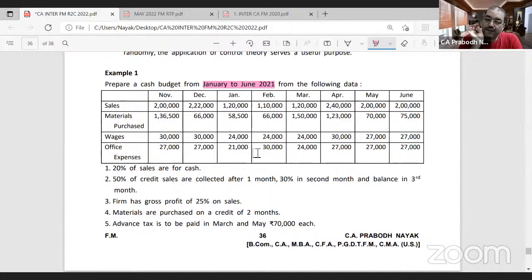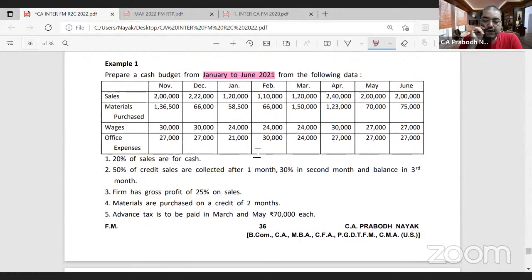Okay, so if the sales are taking place where the credit period is 3 months, then for November sales I will get the amount in Jan. So that is going to affect my calculations. The data are given for sales, material purchase, wages, and office expenses. 20% of the sales are for cash. So whenever you are solving collection from debtors, remember that 20% of the sales are for cash. So your credit sales are 80% of the sales.